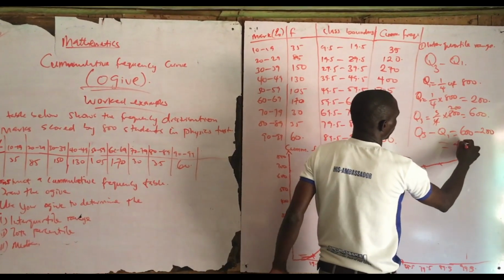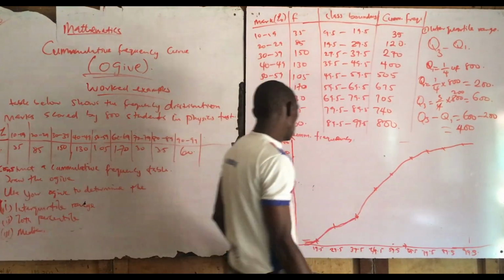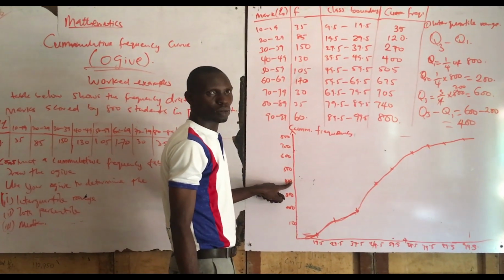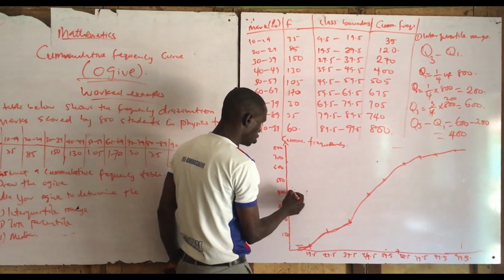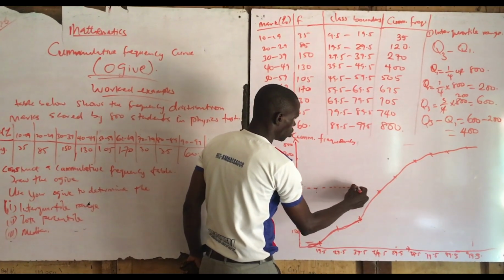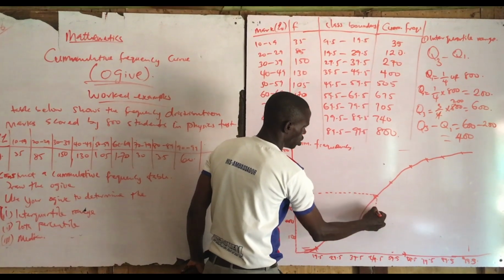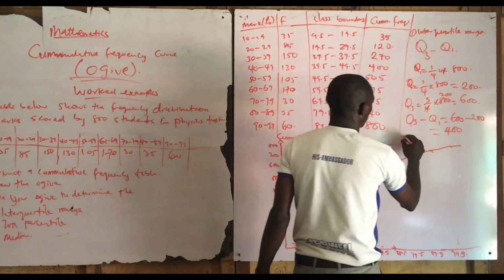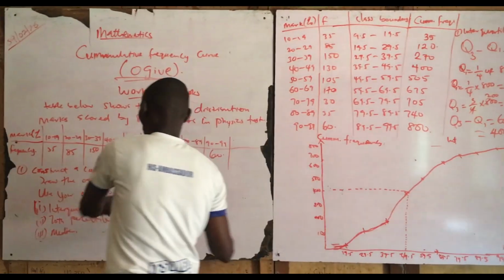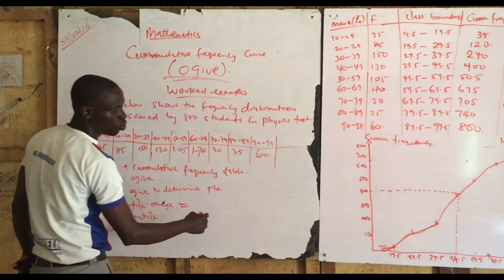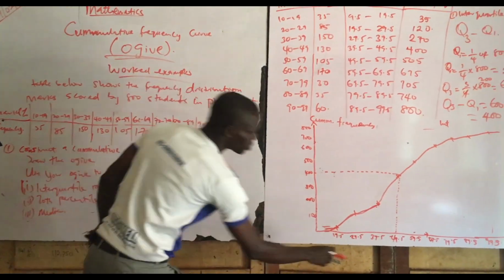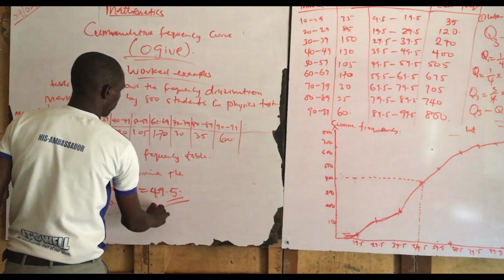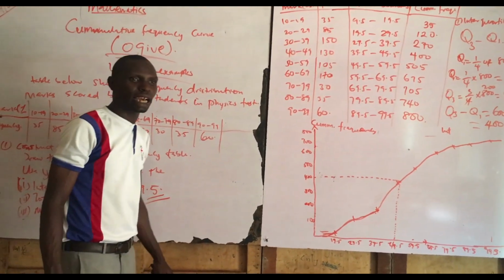Interquartile range is what? 400. So you come here, look at where you have your 400, then trace it to the curve, then trace it down. So your interquartile range will be, what do we get? 49.5. Is that clear?